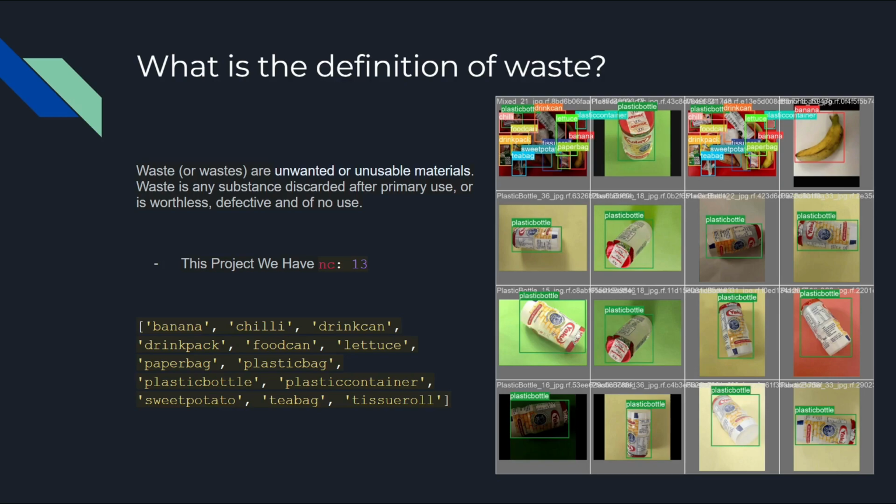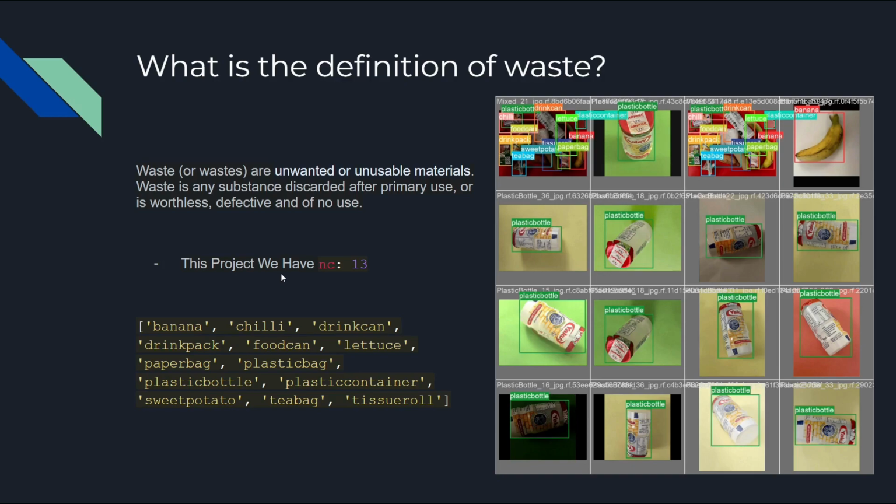Here, if you see, I have 13 classes of waste in this project. As you can see, I have waste banana, then chili, then drink can, then drink pack, then food can, then paper bag, plastic bag. These are the things I am considering as waste, and these are the images I collected. If you want to integrate some more waste materials, you can collect those images and include them inside your data. In this project I will only use 13 classes of waste materials, but you can add more in future. So yes guys, this is all about our waste detection.